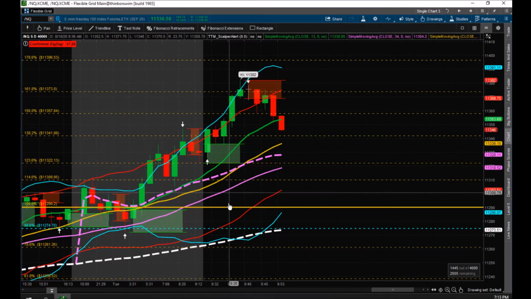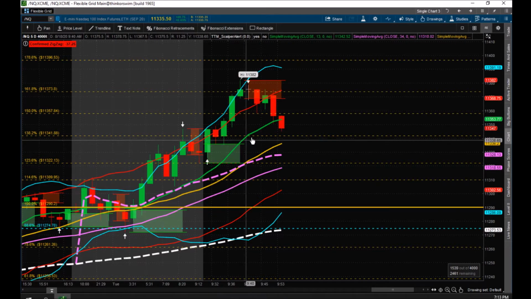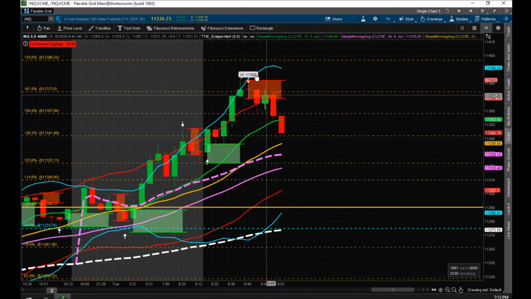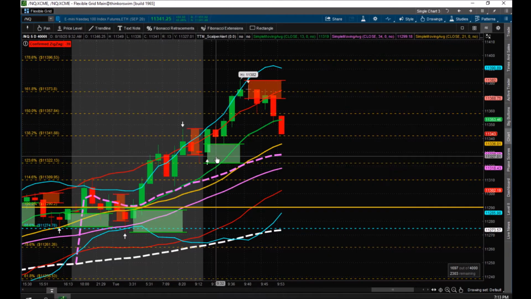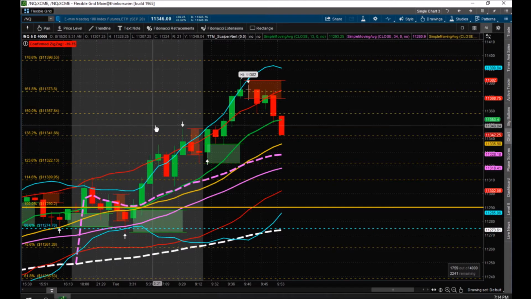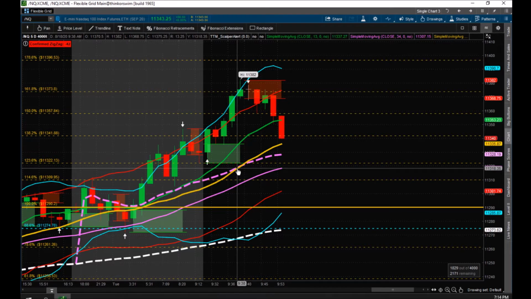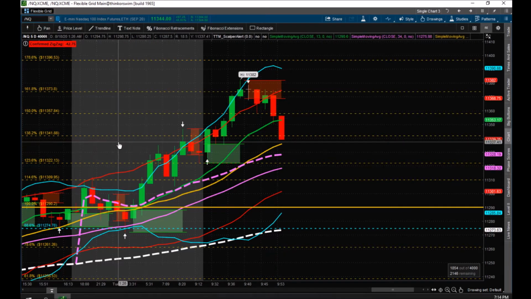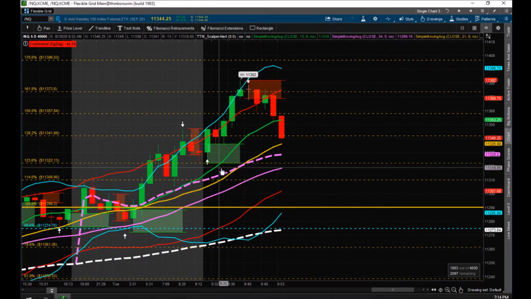Basically, different time periods based on previous patterns. The 13 looks 13 periods behind, and that's going to give you an average of what investors actually paid for that contract, 13 periods on average. The yellow is my 21. It looks back 21 periods, and then my purple is 34. It looks back 34 periods.